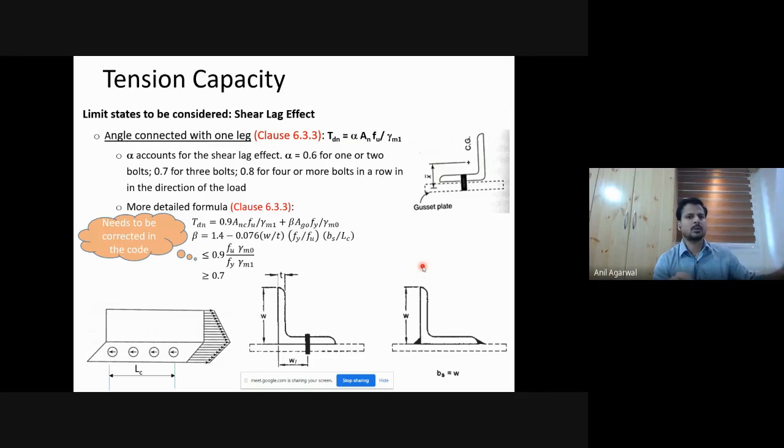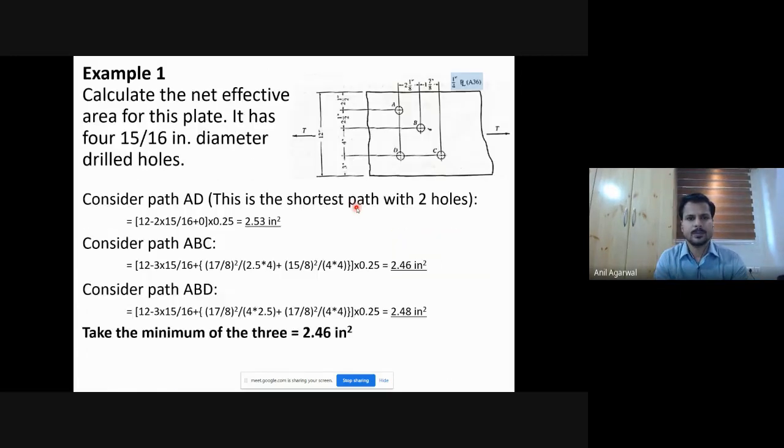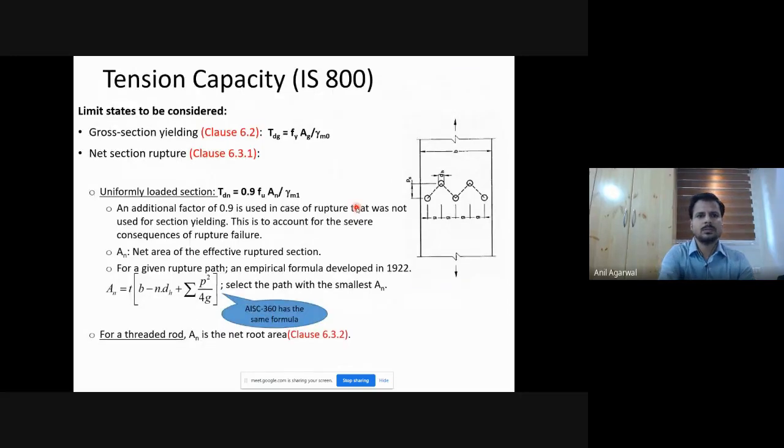I had started some discussion on one of these types. This limit state is not really a separate limit state. It is actually a part of the rupture limit state. Okay, and this is described in clause number 6.3.3. Clause 6.3.1 is for net section rupture, but that expression is applicable when the stresses are uniform. Okay, so there is no shear lag effect. But there may be some shear lag effects.